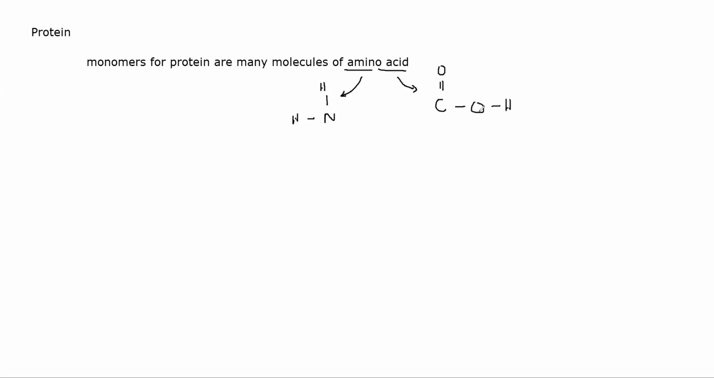So what is the structure of amino acid? This group is called amine and this is known as acid. So a molecule which contains both amine and carboxylic acid, we call amino acids.